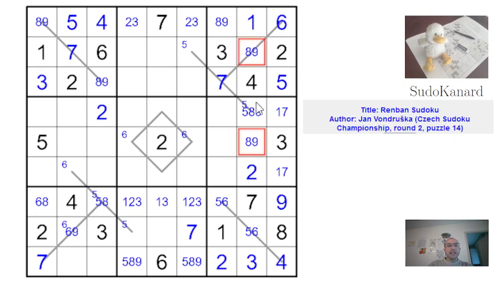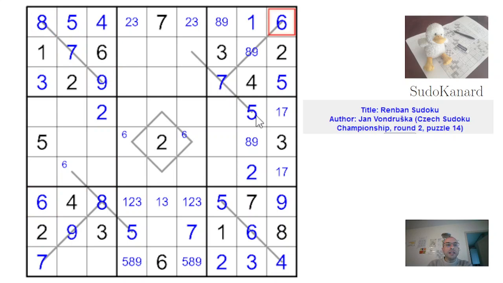So we get an 8, 9 pair here. That is a 5, and this is not a 5 anymore. That is a 6. This is a 5. This is 8. So 5 on the Renban line goes here. That's a 9. That's a 6. This is 9. This is 8. This is 9. This is 8. This is 9. So this is definitely something I'd been missing.